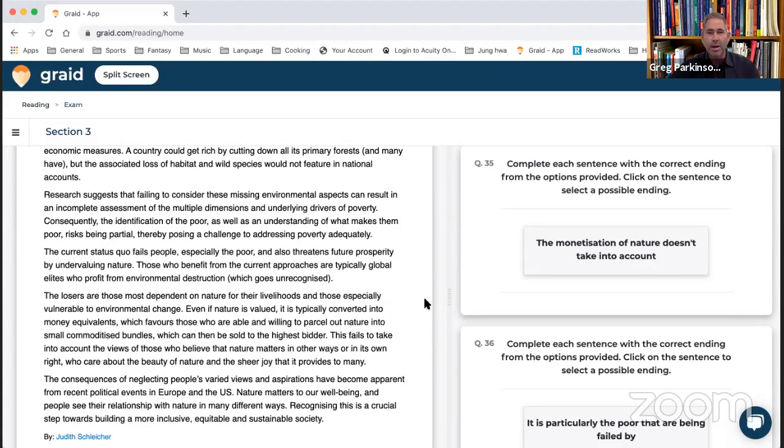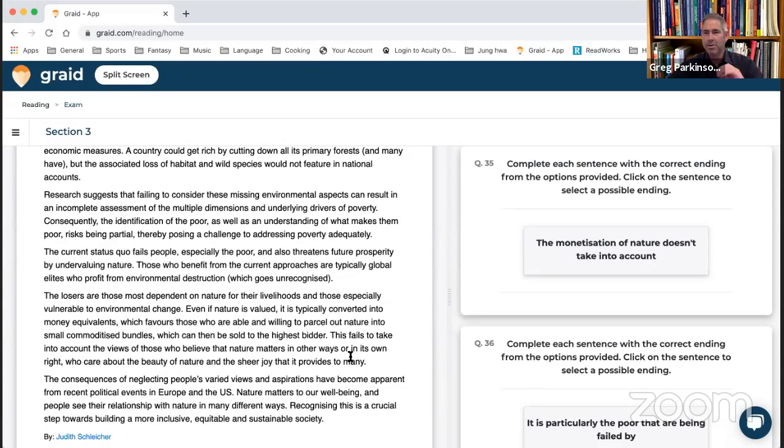So at this point, I would read on, right? Because I can't really answer that question, or I can't guess what the answer is. So I read on, and it says, this fails to take into account. Maybe you even scanned and you saw that. So here is going to be our answer, right? So we're told to complete this part of the sentence. The monetization of nature doesn't take into account. So this fails to means doesn't. Take into account the views of those who believe nature matters in other ways or on its own right, who care about the beauty of nature and the sheer joy that it provides to many.